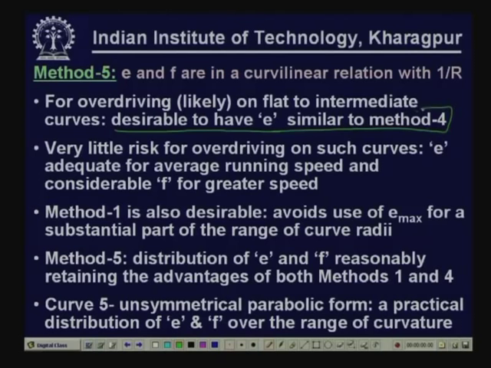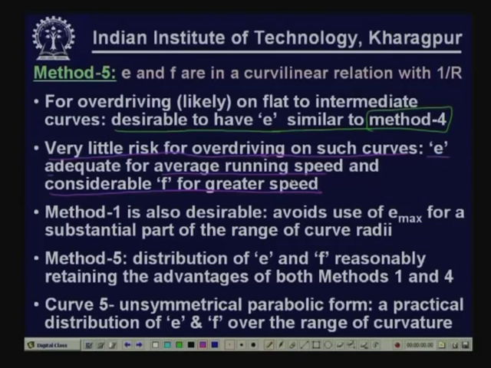Why? Because ultimately there is very little risk for overdriving on such curves. The reasons are simple, because we have E which is adequate for average running speed, and vehicles which will even run faster or at greater speed, for them a considerable amount of F is also available. So, therefore, altogether there is very little risk for overdriving. Let us try to understand this part once again.